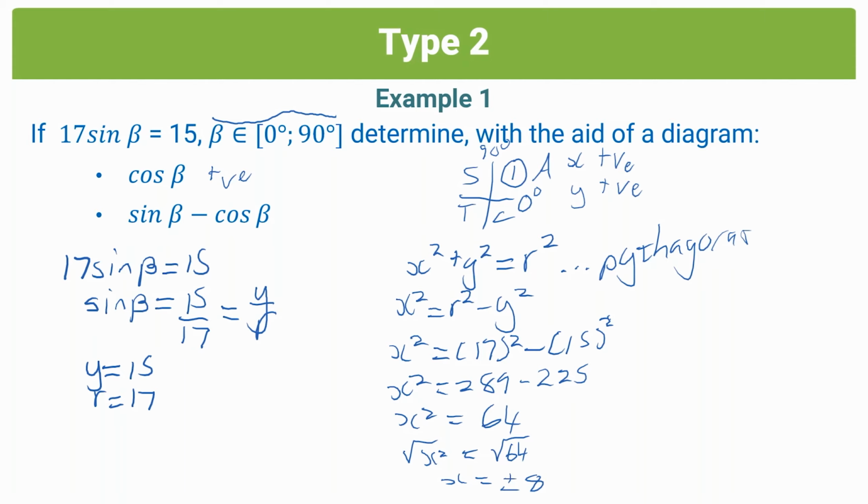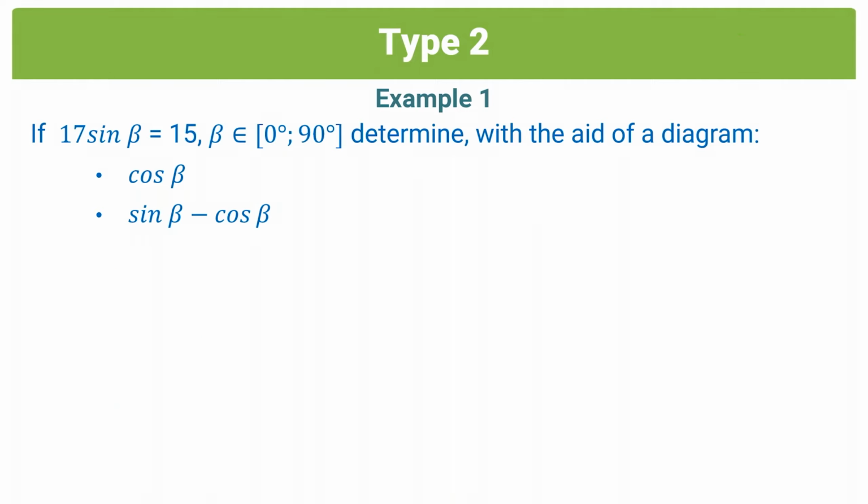And now for our next step, we have to choose whether we are going to use a positive or a negative. We said we're looking at the first quadrant, so x and y would both be positive. So our answer must be positive 8, and this must be positive 15. And our r is always positive because it's a length, and length is a scalar, so that's always positive. So now, using our three variables, we can solve the question. For beta, x is equal to positive 8, y is equal to positive 15, and r is equal to positive 17.